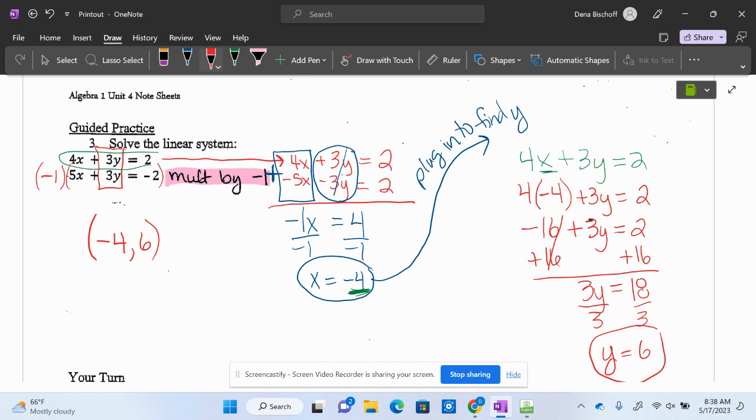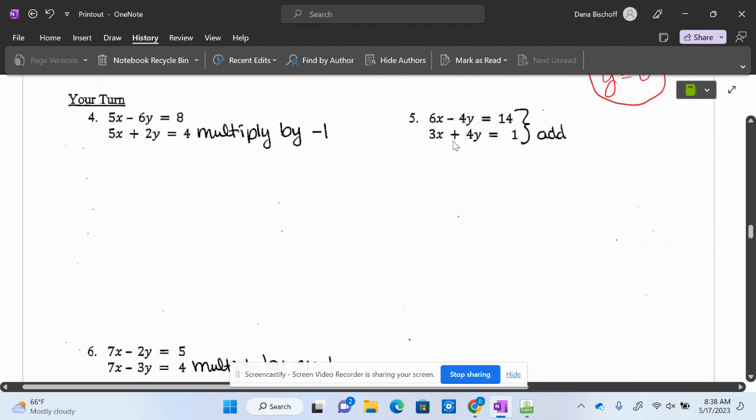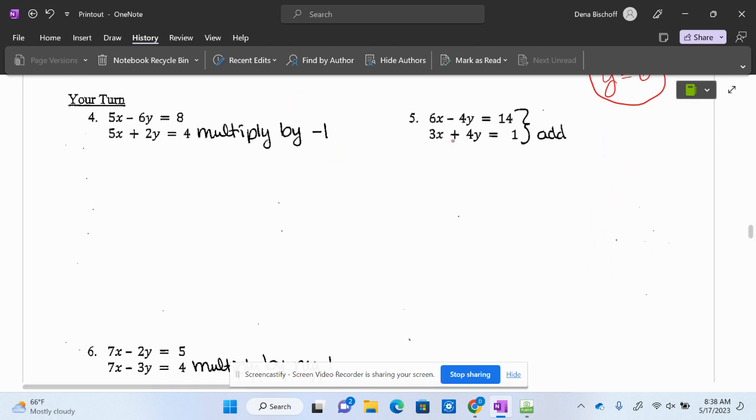So you guys choose. Do you want to do 4, 5, or 6 together? 6? Okay. Zach says 6. We're going to jump down to number 6. Again, my notes are posted. Okay. Do you want me to tell you what the answers to these are? Yes or no? Okay. So the solution to this one is 1, negative 1/2.